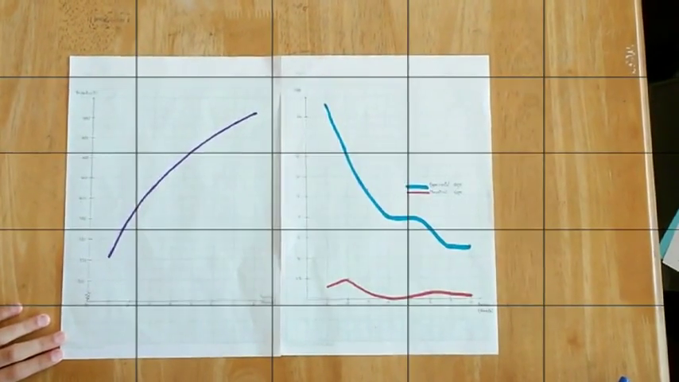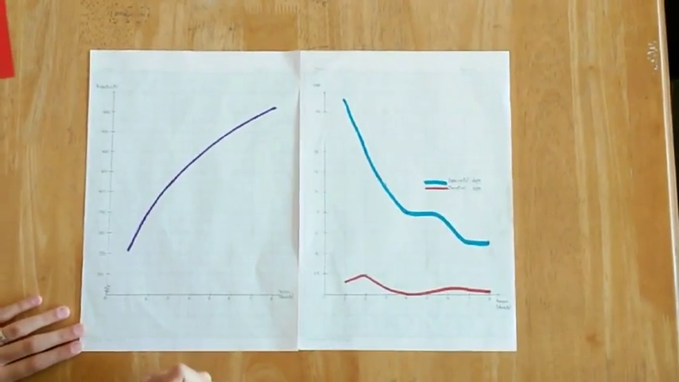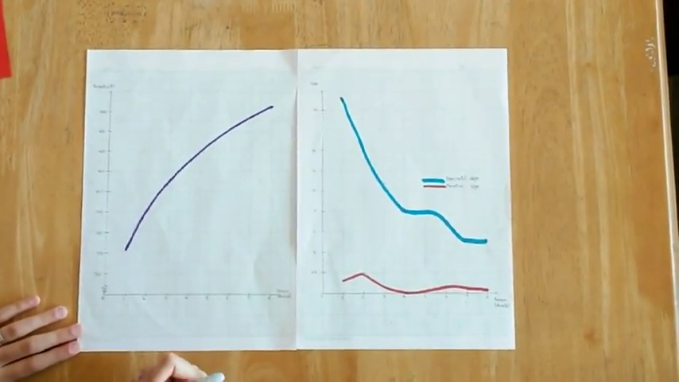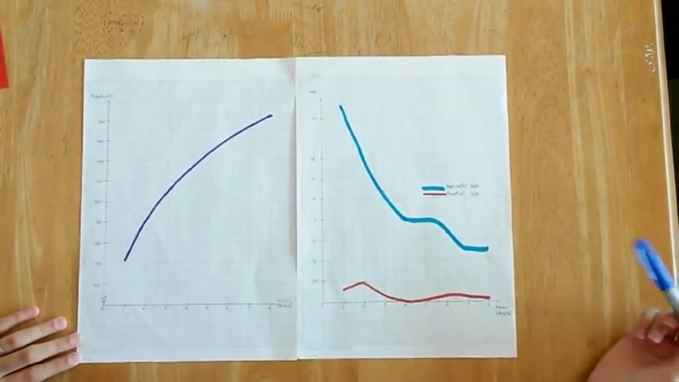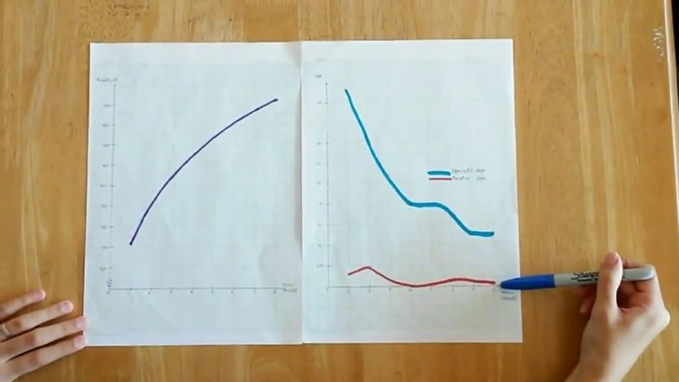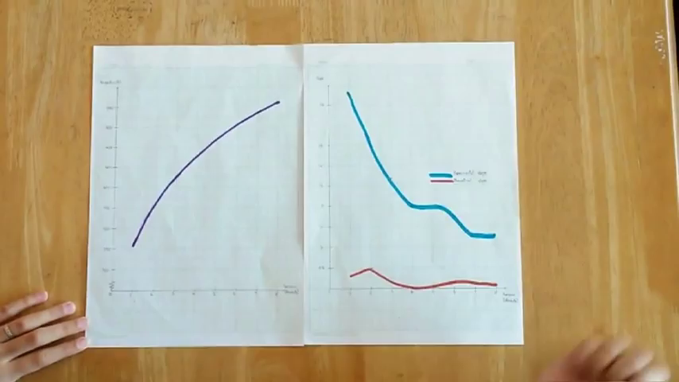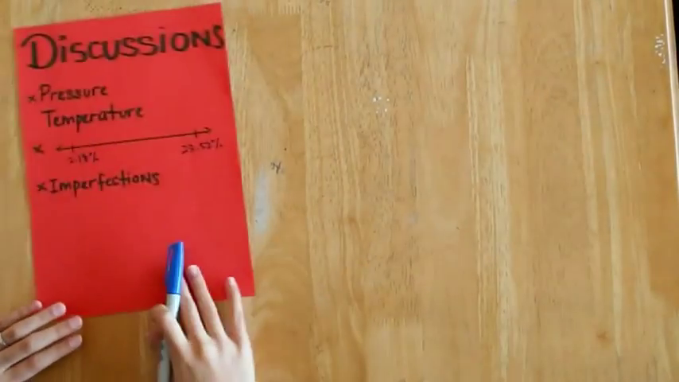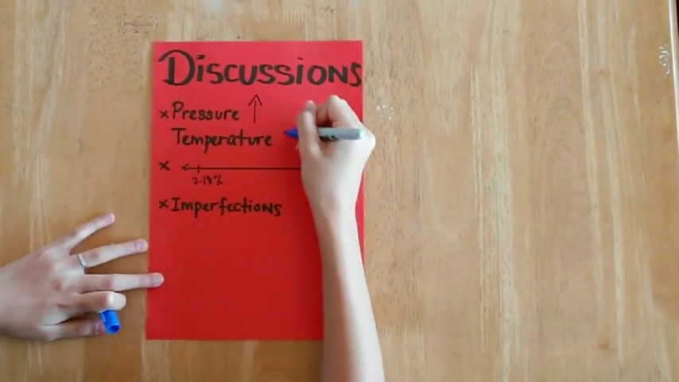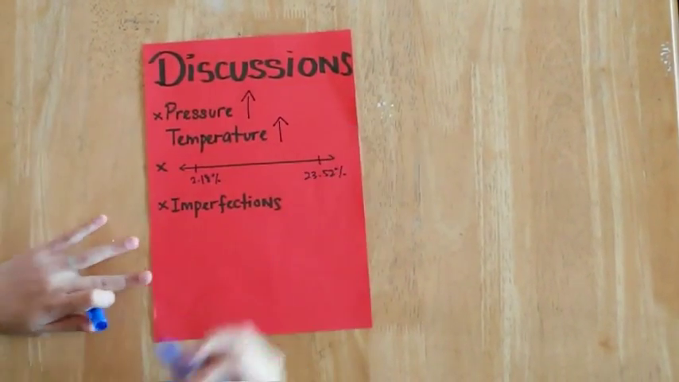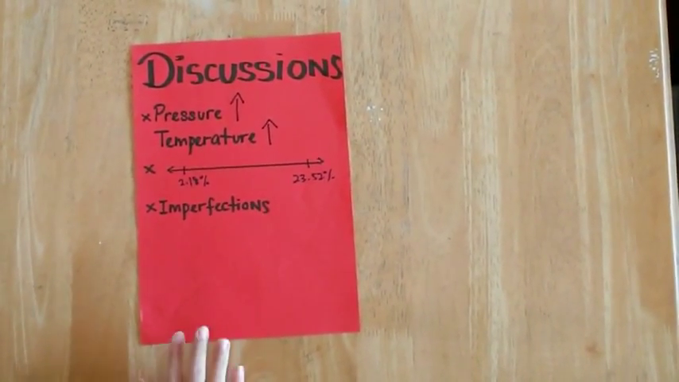Based on the slopes, it can be concluded that as the gauge pressure of water increases, the temperature reading increases as well. However, there was a slight deviation between the theoretical slope and the experimental slope. The percentage error ranged from 2.18% to 23.52%. This error is due to certain imperfections while carrying out the experiment.